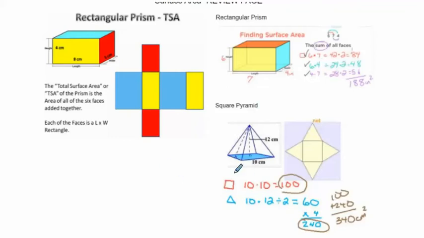If you look at this one here, this is a square pyramid. So I have one square, and I have 4 triangles. I find the square, that's just 10 by 10, which is 100. My triangle, the base is 10 and the height is 12, but remember the triangle formula is base times height divided by 2. Don't forget to do that. So base times height divided by 2 is 60. But I'm multiplying that by 4 because I have 4 triangles.